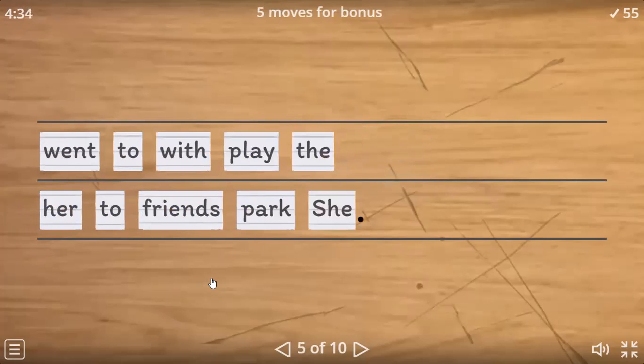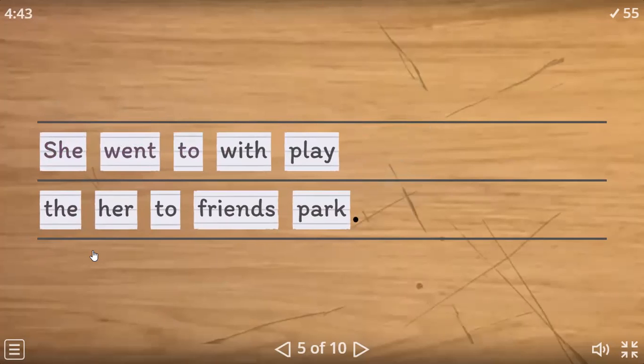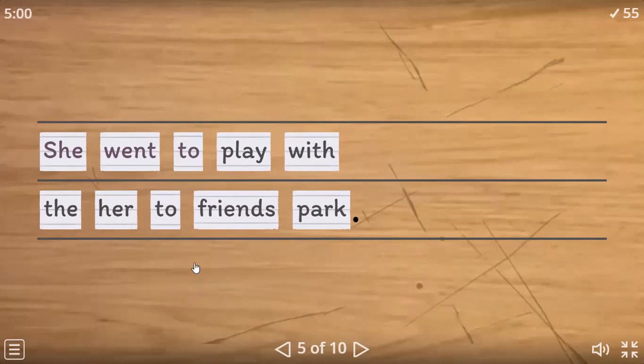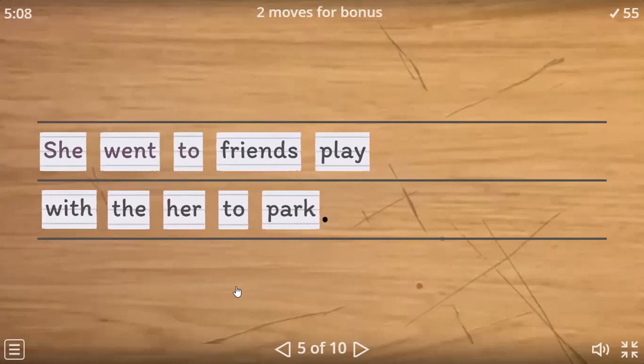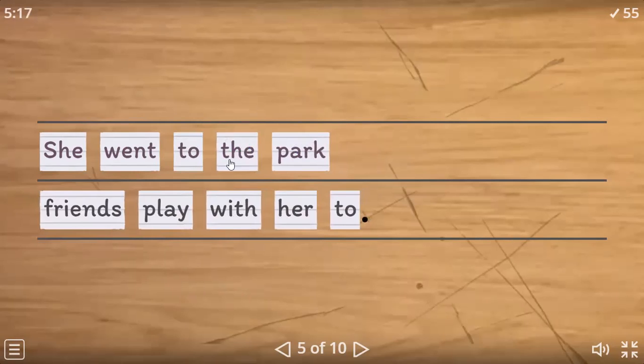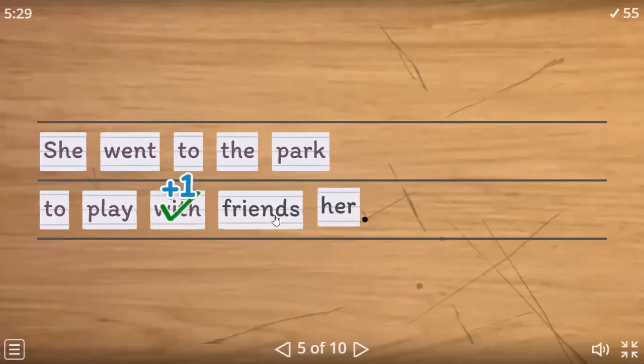Let's see this one. She. She went to. Aquí está. She went to play. To play. No, but no. It's not to play. To friends. Friends. To the park. She went to the park. Ella fue al parque. To play with her friend. Very good. Thank you. Okay, so that was good.